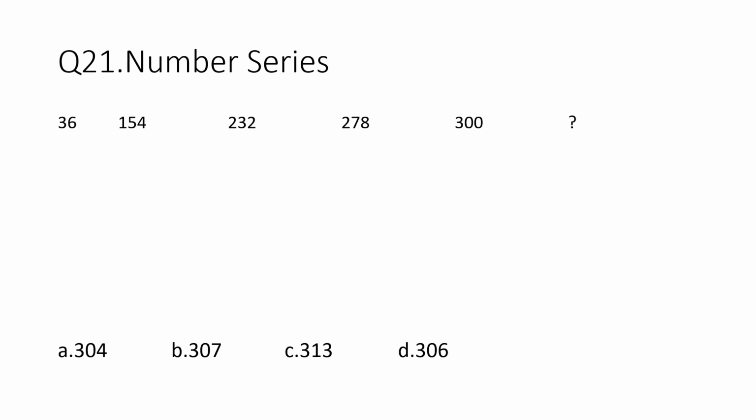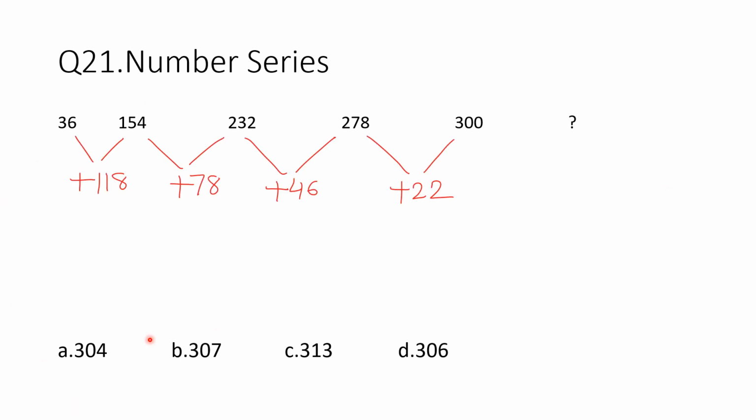Now if we see this question, just have a look at this question. So we have 36, 154, 232, 278, 300. Here in the series, you can see that the numbers are increasing. And the obvious choice is first to see the differences here. Let us try to find out the differences. The difference between 36 and 154 is plus 118, then plus 78, plus 46, plus 22. This is how the differences have come, right?